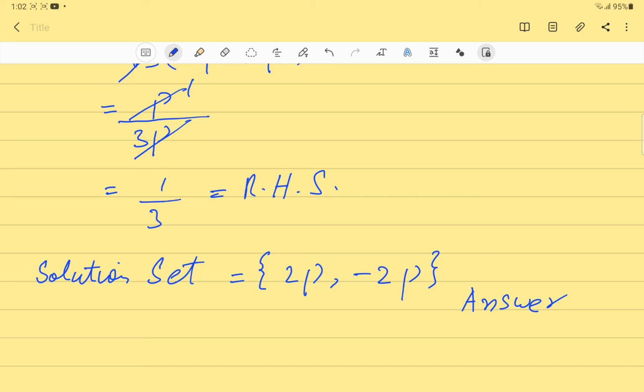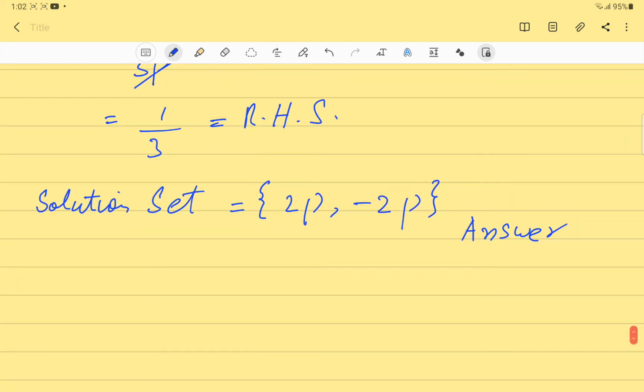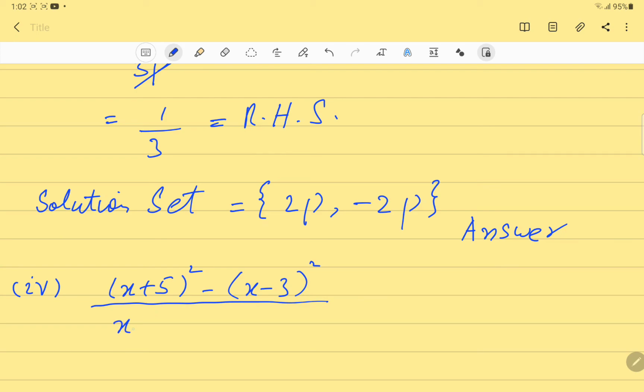Let's proceed now to our last question. Our last question is (x plus 5) squared minus (x minus 3) squared over (x plus 5) squared plus (x minus 3) squared is equal to 13 over 14.